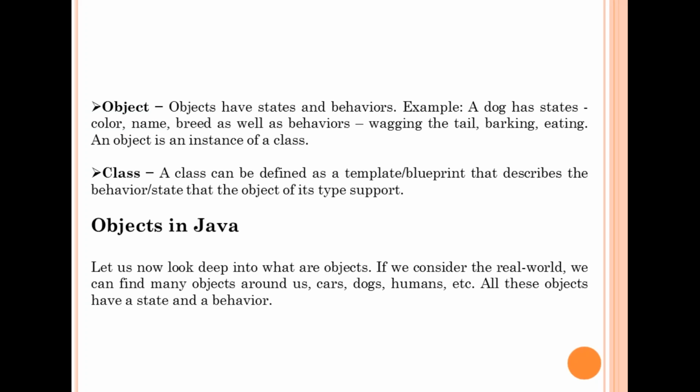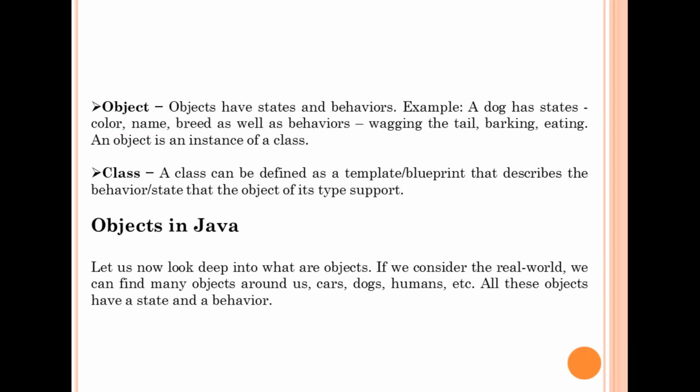Objects in Java. Let us now look deep into what objects are. If we consider the real world, we can find many objects around us: cars, dogs, humans, etc. All these objects have a state and a behavior. If we consider a dog, then its state is name, breed, color, and the behavior is barking, wagging tail, and running.